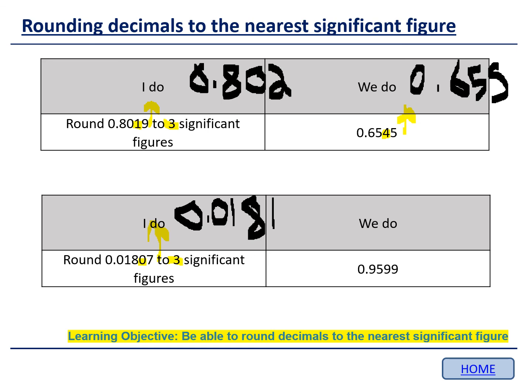Okay. 1, 2, 3. 9 will round us up. 0.960 or 0.96. Okay, so you don't have to add the zeros because we know it's 96 hundredths that we've got up to there.